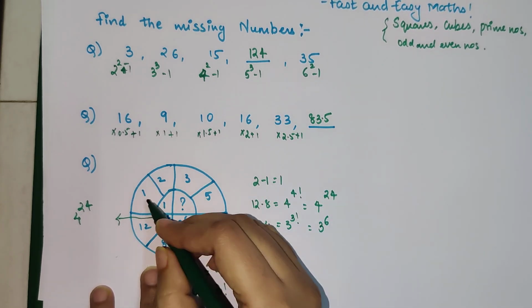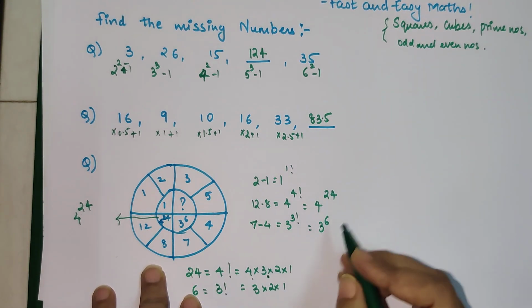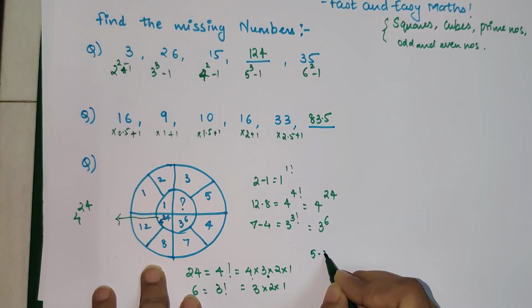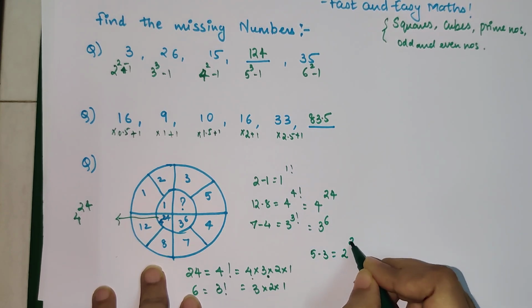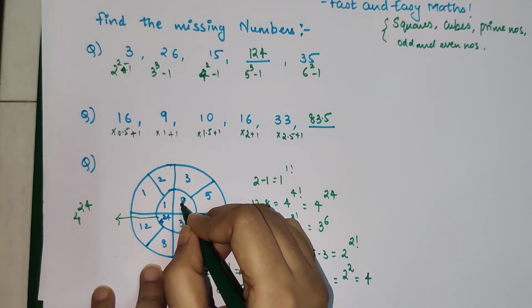So again, 1 also can be written as 1 factorial, right? So now, what should be the answer for this one? It's very, very simple. You just take the subtraction. 5 minus 3 is going to get you 2 raised to 2 factorial, and 2 factorial is nothing but just 2. So you have 2 raised to 2. So your answer for this one is 4.